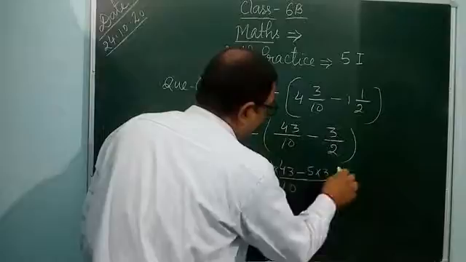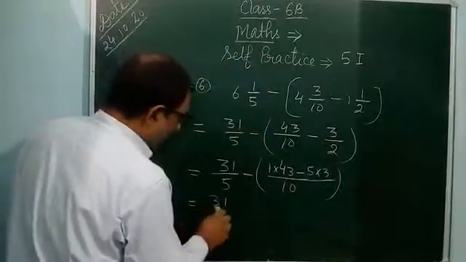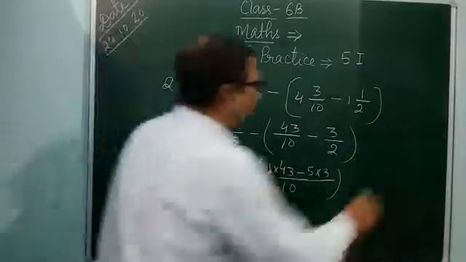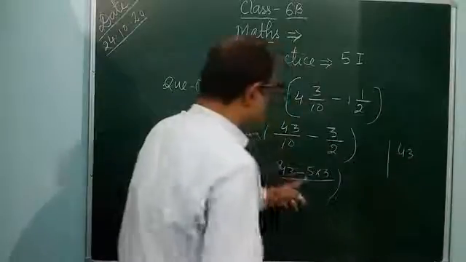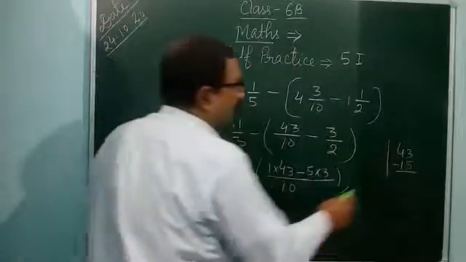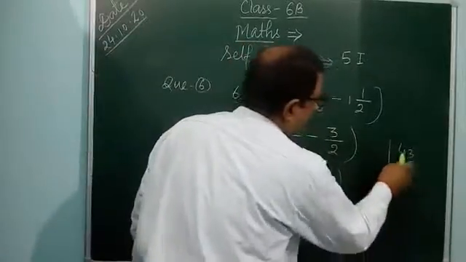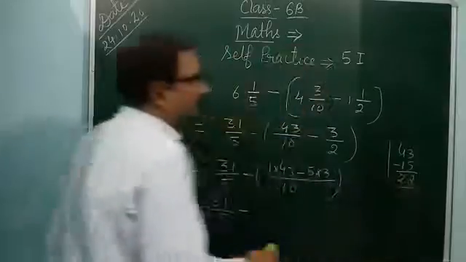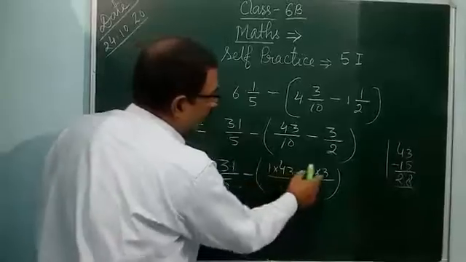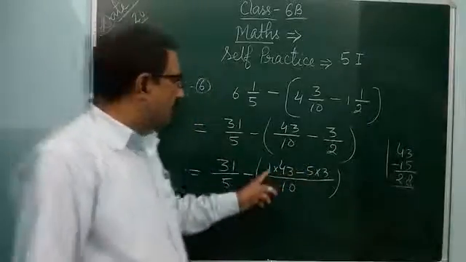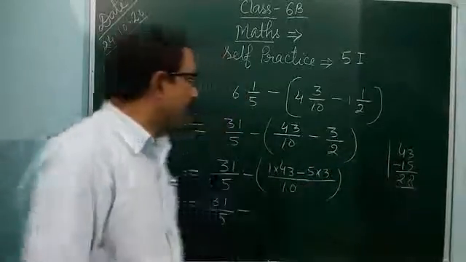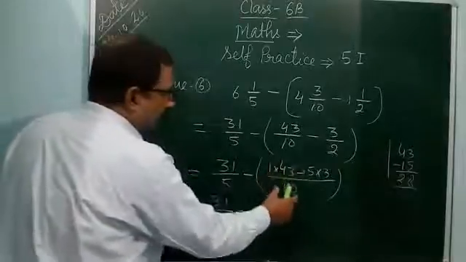After then, you do 31 by 5 minus 43 was 43. Here you can take rough one. 43 minus 5 3s are 15. You can take minus 15 from 43. It will come 28. 1 43 is 43 and 5 3s are 15. You take minus because minus is here. It will come 28. So you can write this whole 28 by 10.